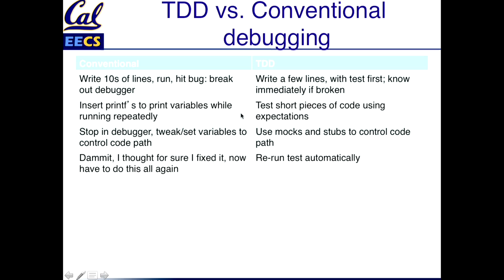So all of these same steps occur in TDD, just in a different order. You write a few lines, but you write the test first, so you'll know immediately if you wrote something stupid, right? If instead of writing a bunch of lines, oh, I made a spelling error.